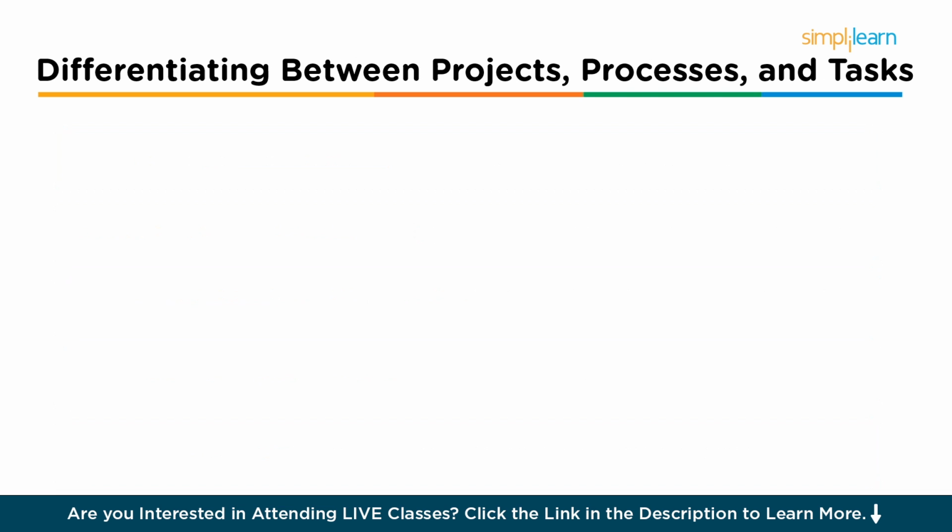With a clear understanding of BPM's importance, let's move on to an essential aspect of BPM, distinguishing between projects, processes, and tasks. While these terms are often used interchangeably, they have distinct meanings and play different roles in BPM. Understanding their differences is crucial for managing them effectively within the BPM framework. What is a project? Let's start with projects.